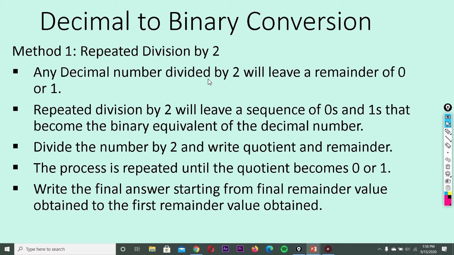Any decimal number divided by 2 will leave a remainder of 0 or 1. So repeated division by 2 will leave a sequence of zeros and ones that become the binary equivalent. When we repeatedly divide by 2, it gives us a remainder of either 0 or 1.